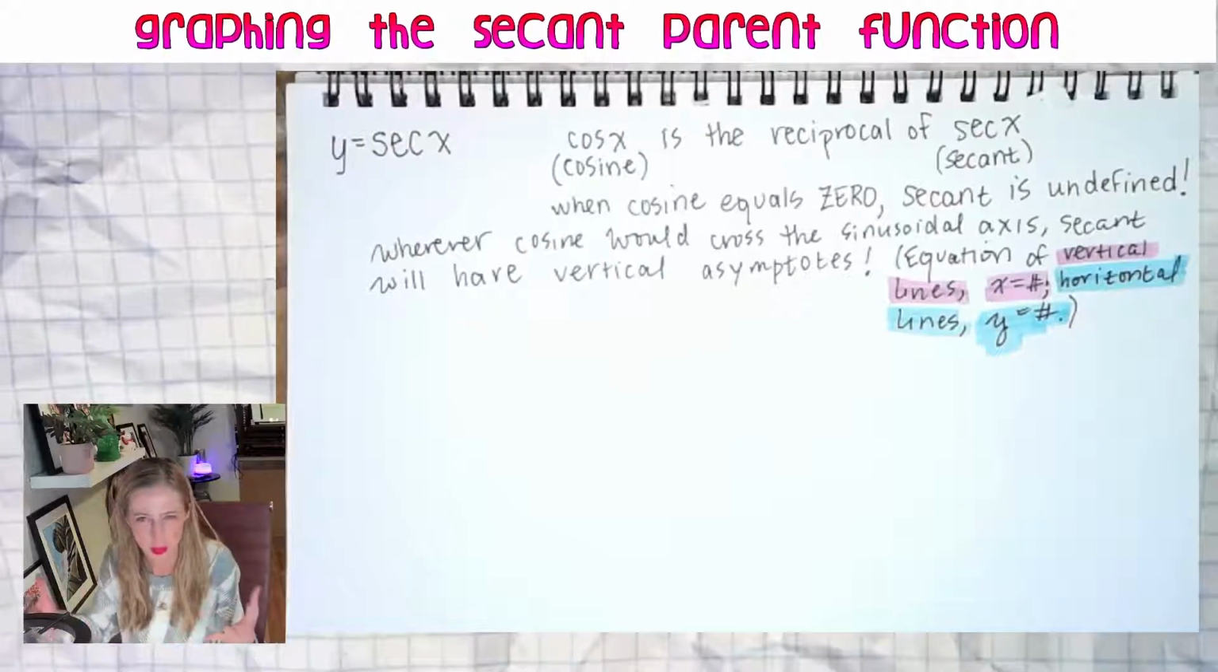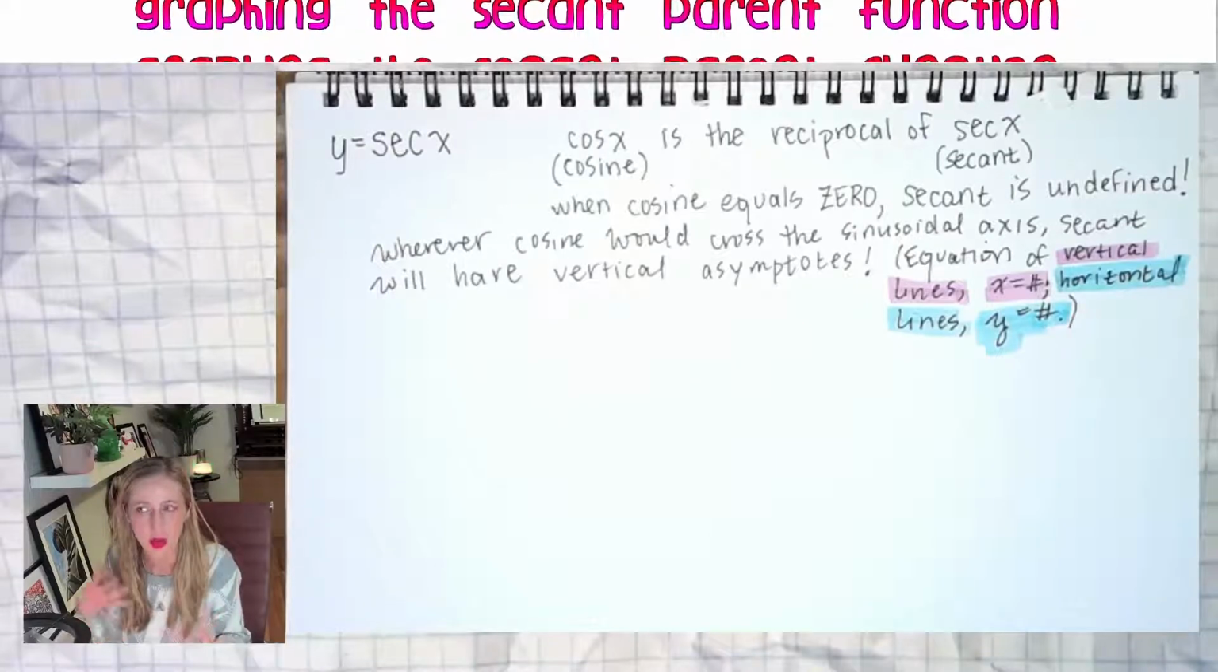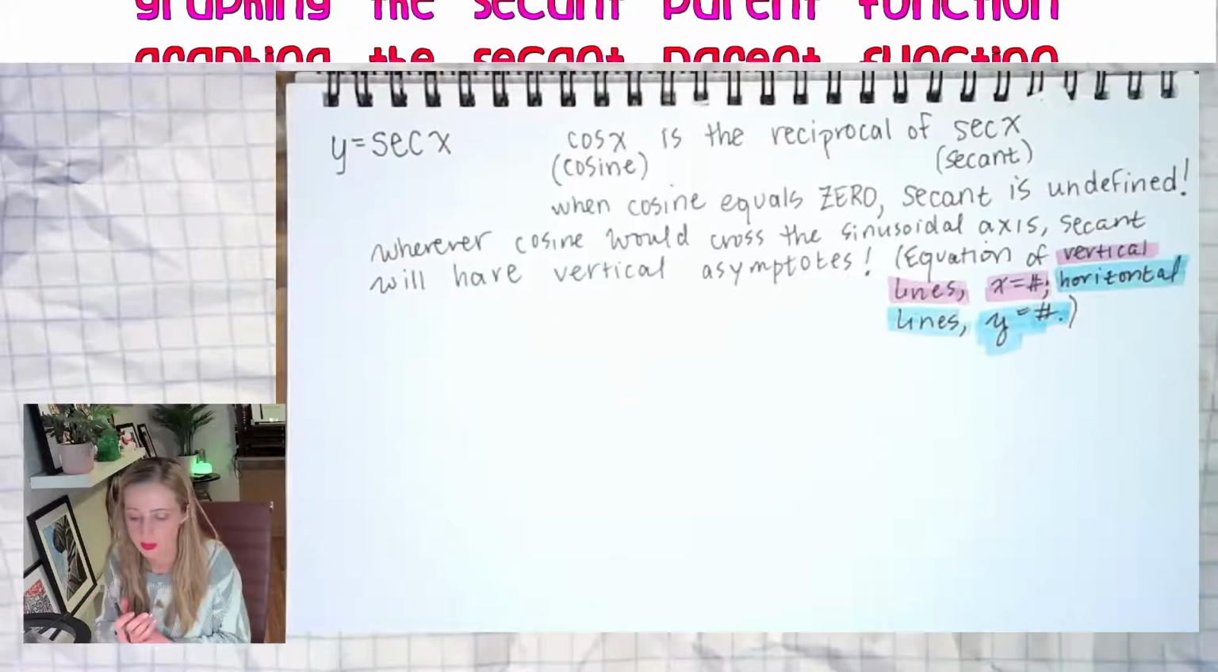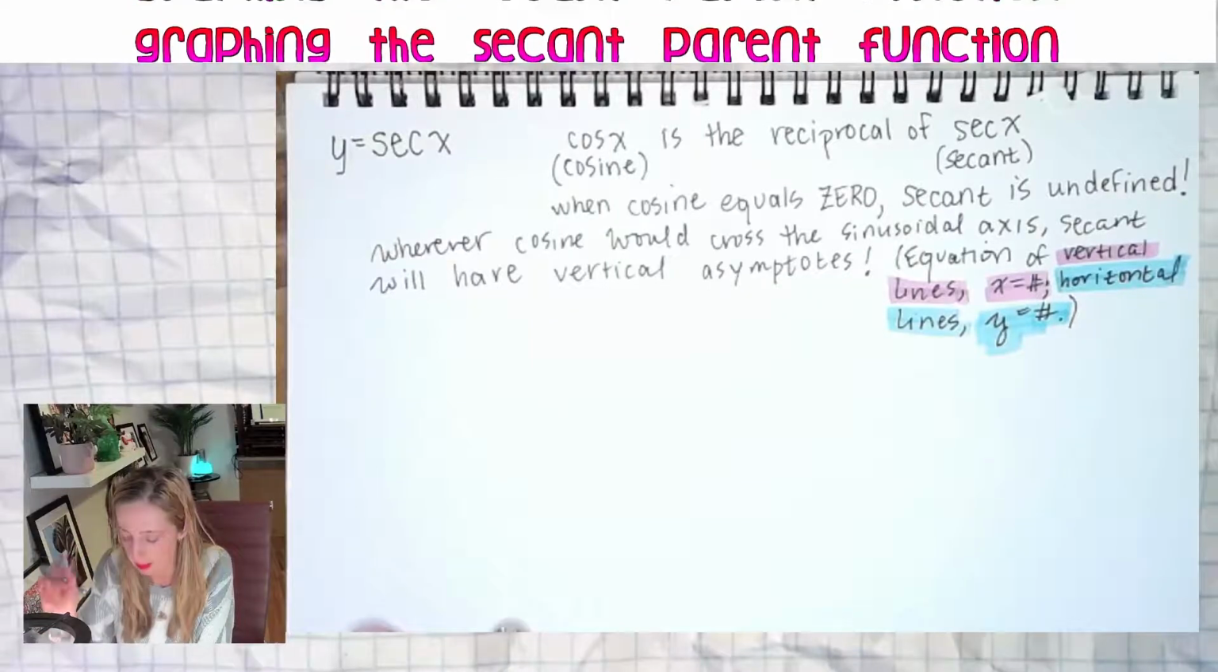So they're both asymptotes. They're both dotted lines. They both guide us in drawing our graph, but they result from different things. Okay? But we'll chat more about that in the future. I just want to plant the seed, you know?